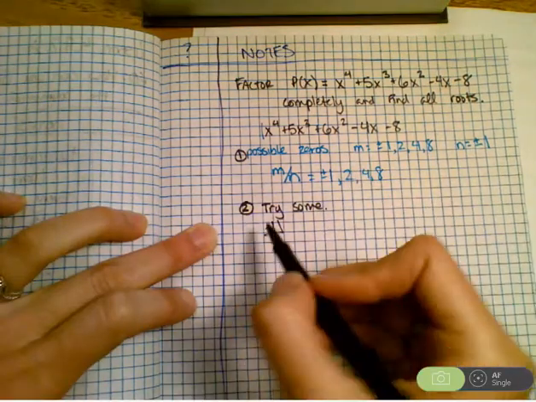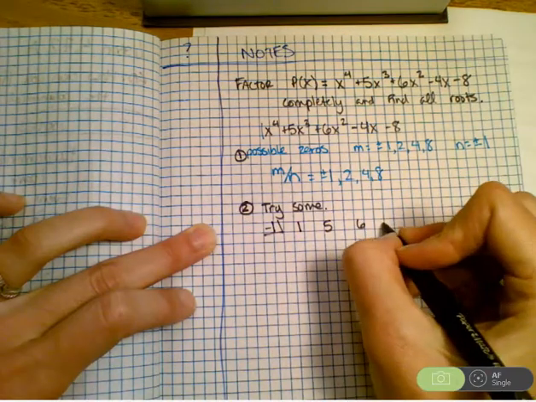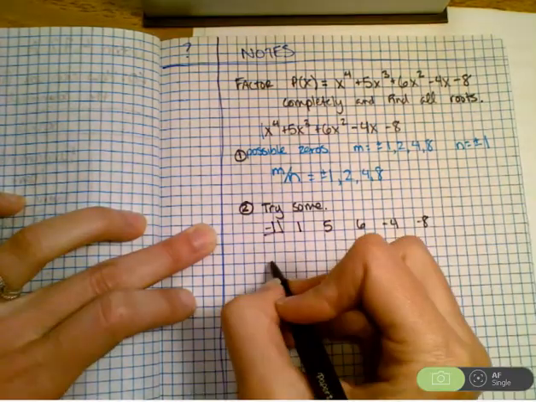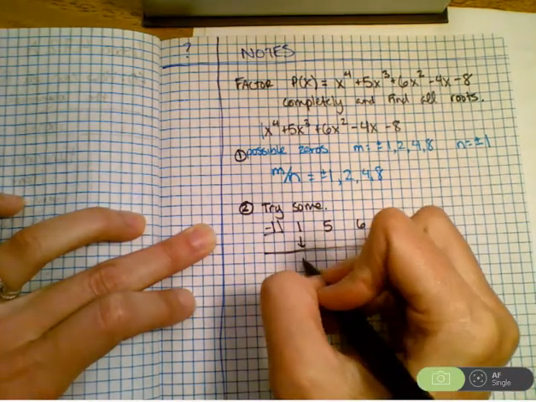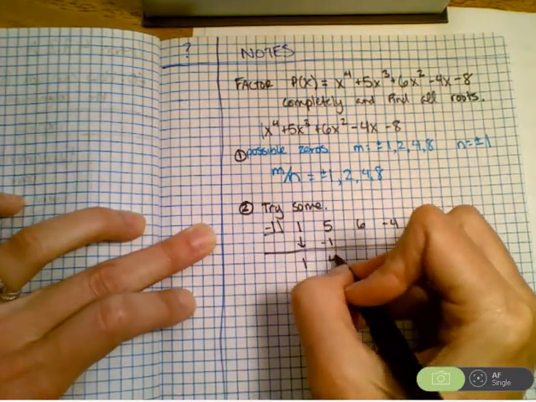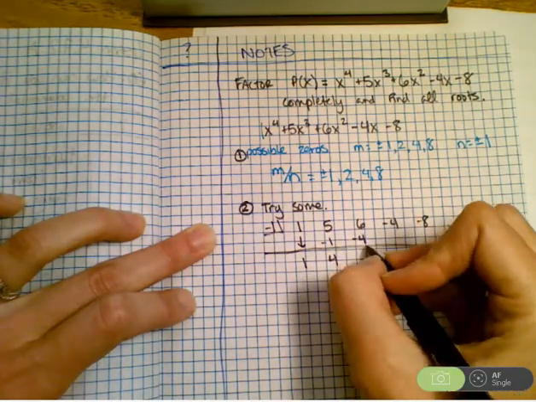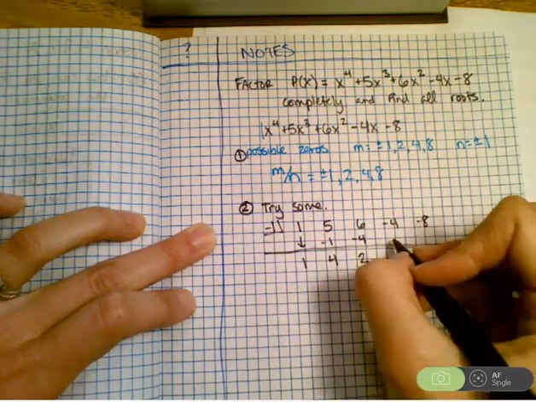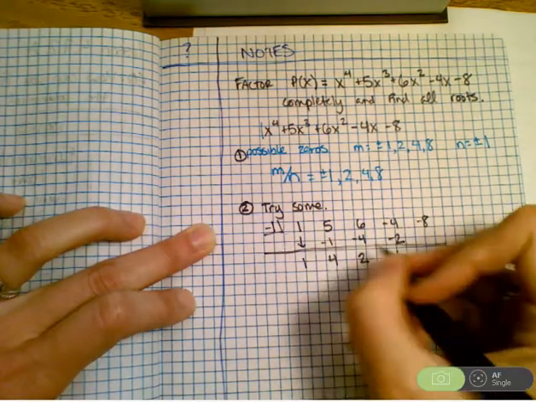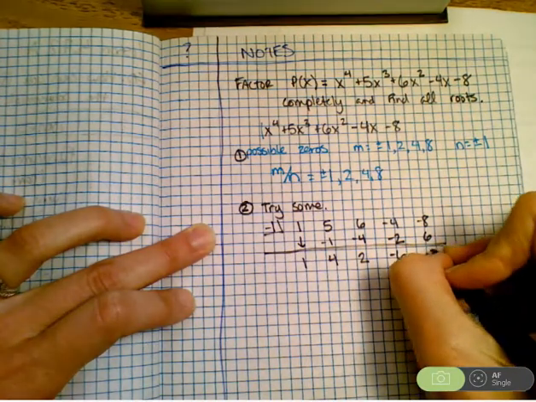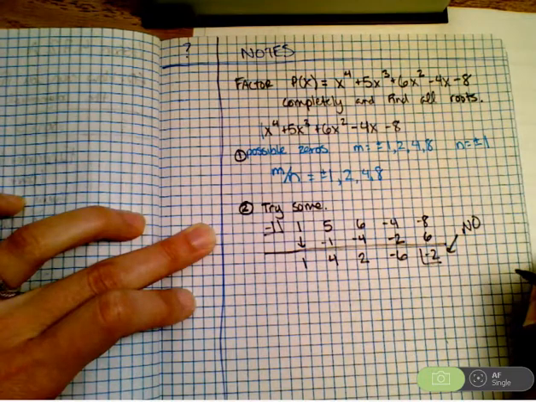So if I start with negative 1, I put that here. Then I need a 1, a 5, a 6, a negative 4, and a negative 8. So I'm just going to check this and see if negative 1 works. Bring down the 1, negative 1, 4. 4 times negative 1 is negative 4. 6 plus negative 4 is 2. Negative 1 times 2 is negative 2. Negative 4 plus negative 2 is negative 6. Negative 1 times negative 6 is 6. That's negative 2. So that did not work.